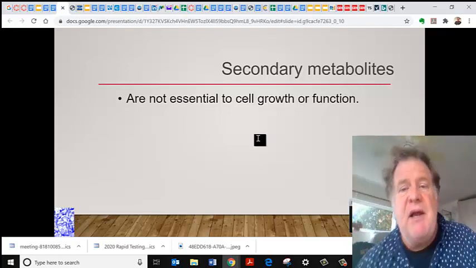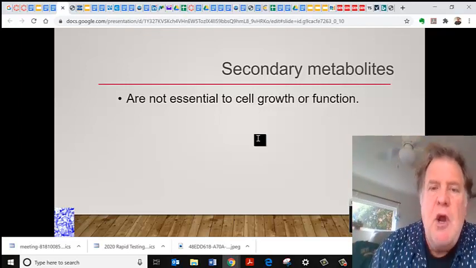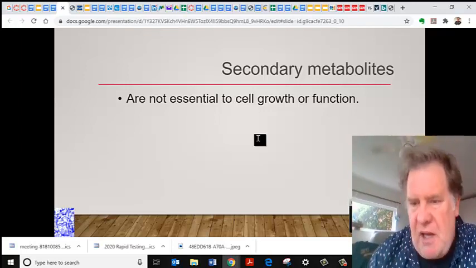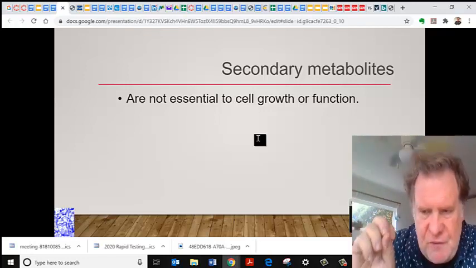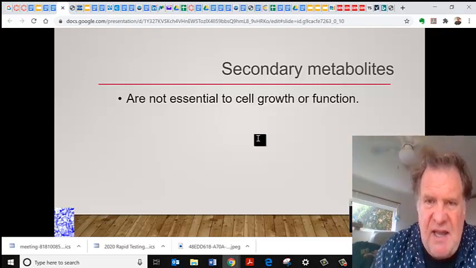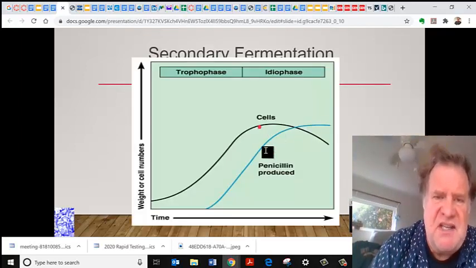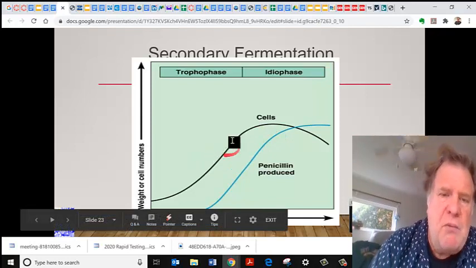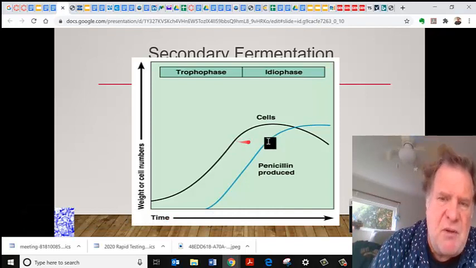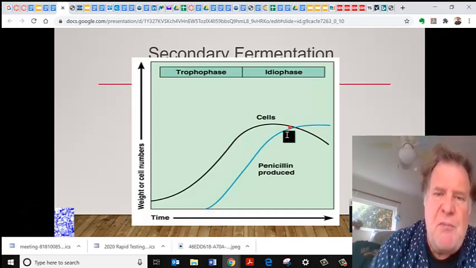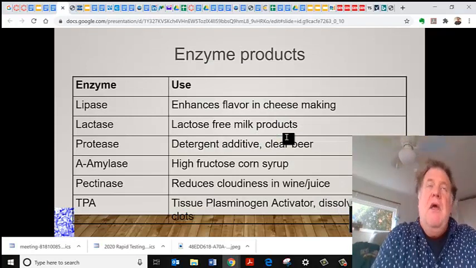Secondary metabolites are called secondary because a lot of times they're not required for cell growth or function. When you stop primary metabolites, basically the cells are going to die. With secondary metabolites, the cells can actually live for a while. What we tend to see is things like penicillin. When we're growing penicillin in exponential growth, we tend to not see the maximum amount of penicillin. We see the maximum amount after growth has stopped for a little bit.